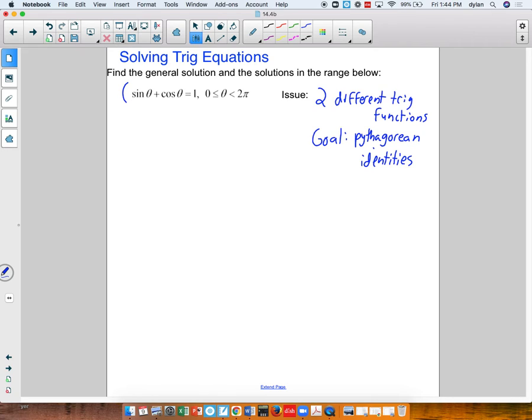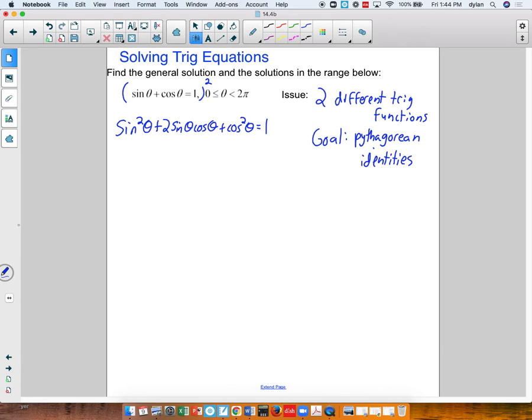So I'm going to start this problem out by squaring both sides. And if I do that, on the left side, we would end up with sine squared theta plus 2 sine theta cosine theta plus cosine squared theta equals 1, because 1 squared is 1.